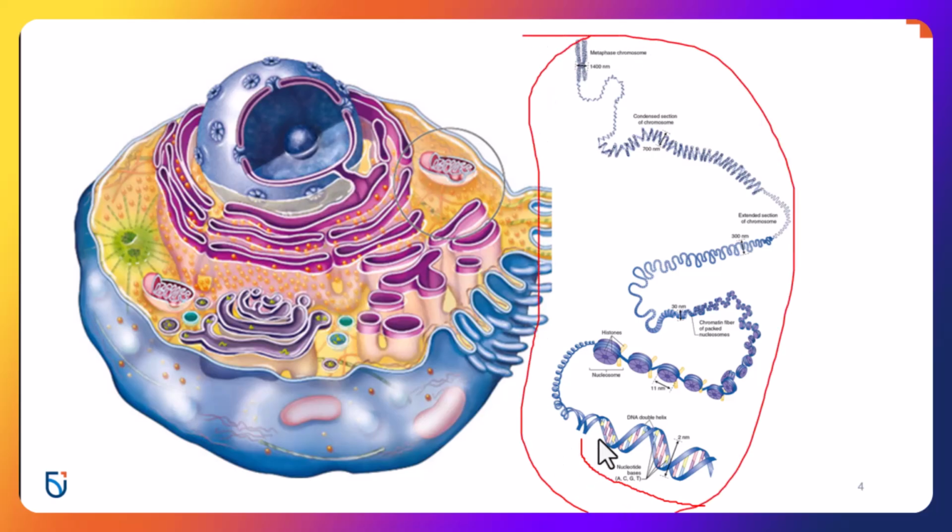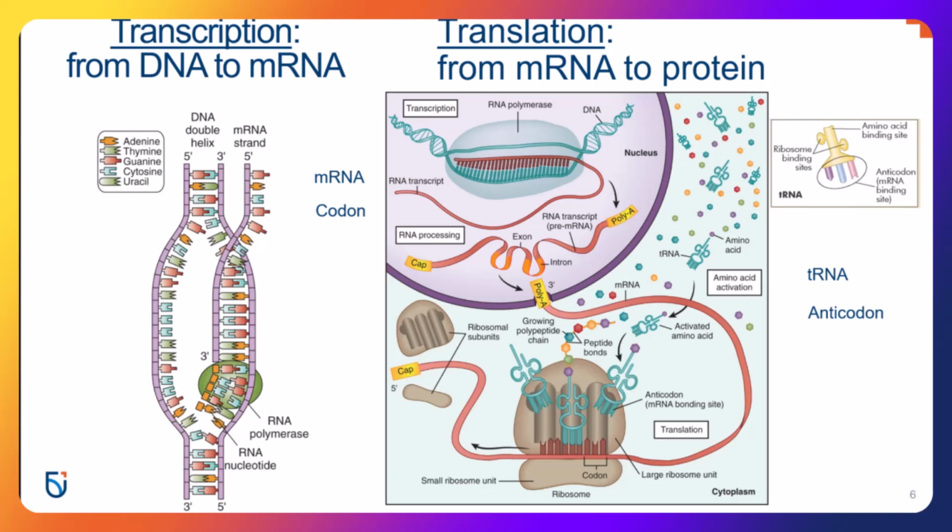Let's say the instructions to make a particular protein are found right here. We need to unwind this instruction, this area of the DNA, to know how to make the protein. And then we take a copy of it from there.